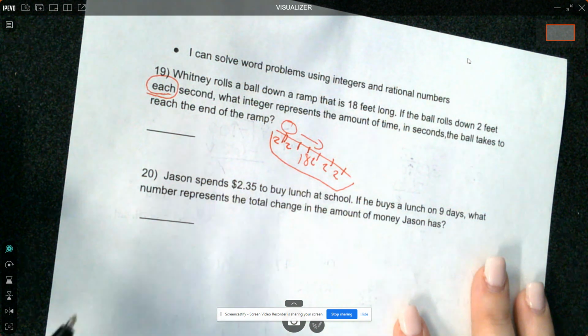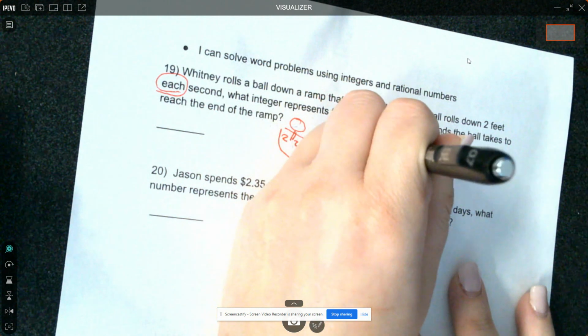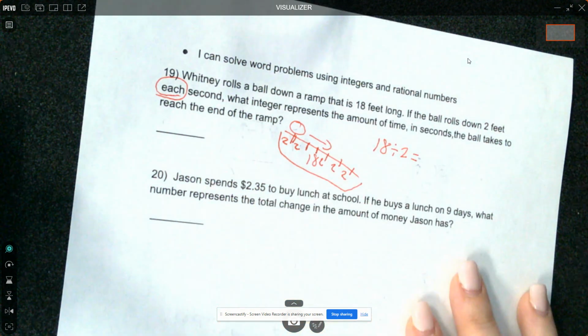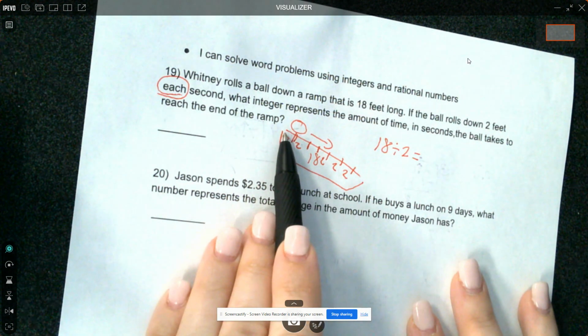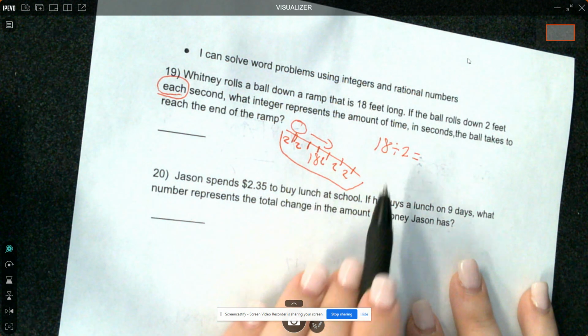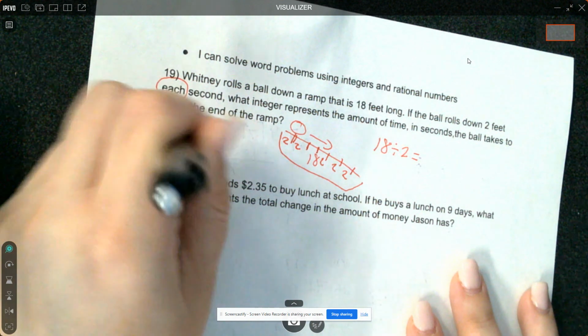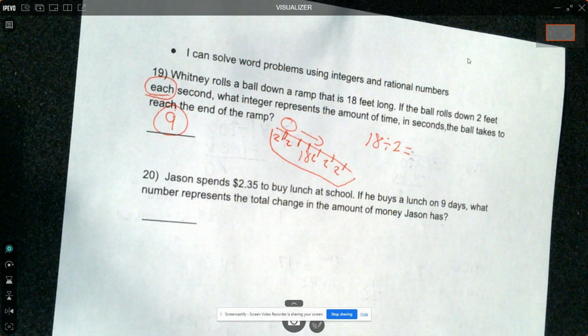So I'm not going to multiply. What would I do instead? What's the opposite of multiplication? Division. So if you multiply and your answer doesn't make sense, then you're going to have to divide. And you can see that we're dividing the ramp into 2 feet sections. So what's 18 divided by 2? So my answer is 9.